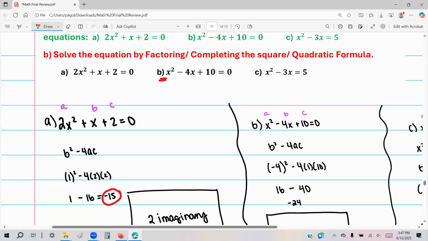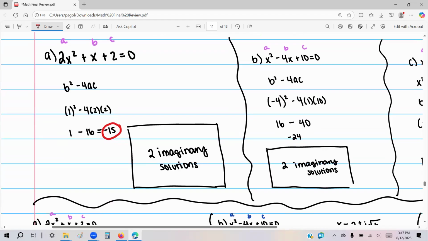So here, negative means you have 2 imaginary solutions. That tells us we have no x-intercept because they're imaginary. We cannot see them. So no x-intercept.